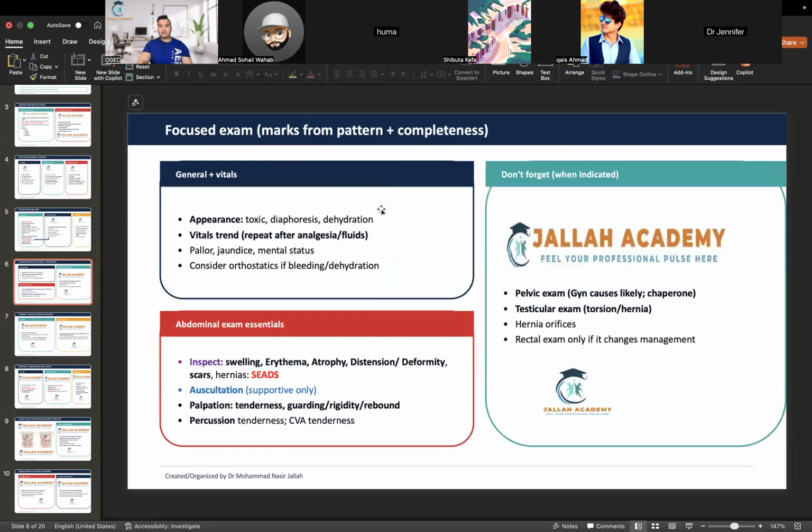Focused exam, most from the pattern and completeness. Appearance, so general and vitals. If I have to focus, like in a physical examination, if I'm dealing with an abdominal pain station, so what is the first best thing?